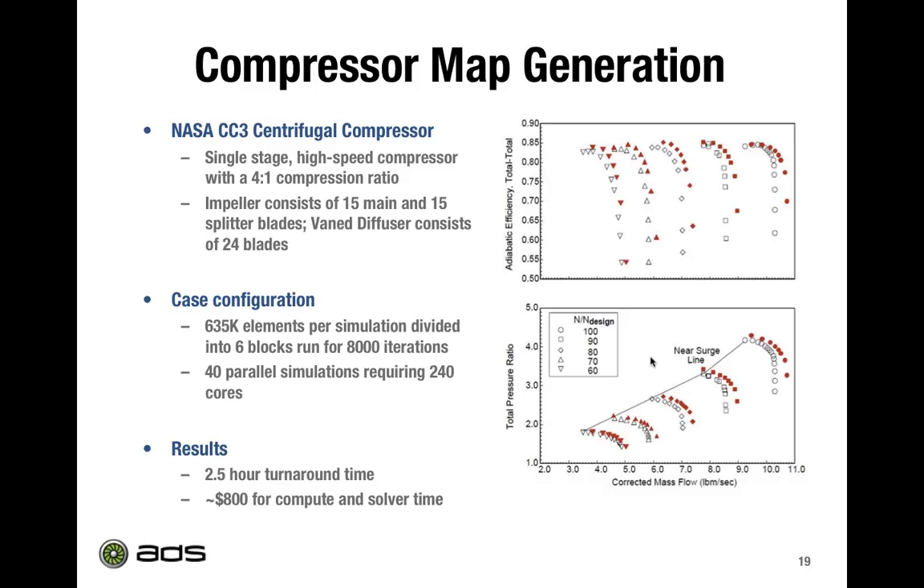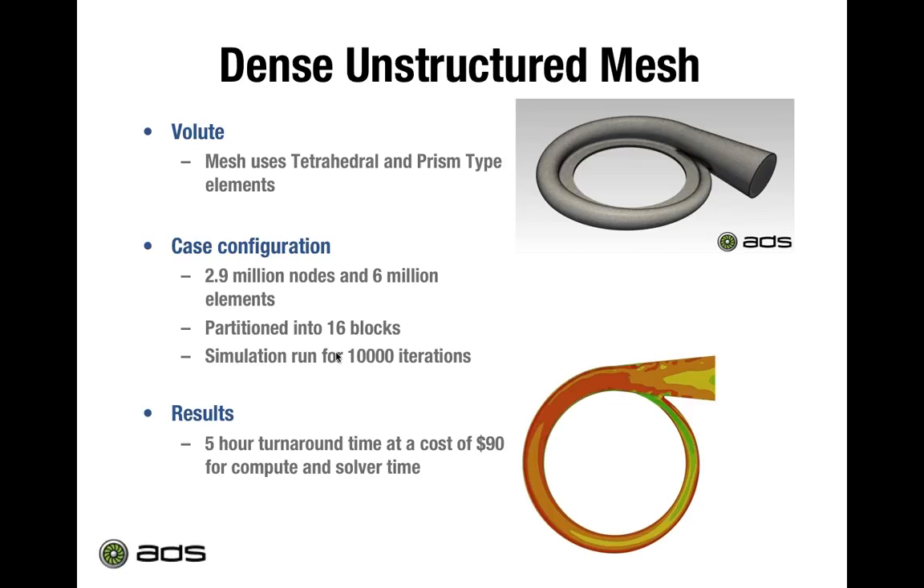Right. If we wanted to do this on a local machine, it would take more than a week to get all the data. If you had access to the cores, you would have to pay maybe $100,000 for the infrastructure required to do this simulation. But what I can do with the cloud is I can actually provision all these 240 cores and execute all 40 simulations in parallel. The entire compressor map is turned around in 2.5 hours. And the cost for all of those simulations is about $800 for both the compute and the solver time.